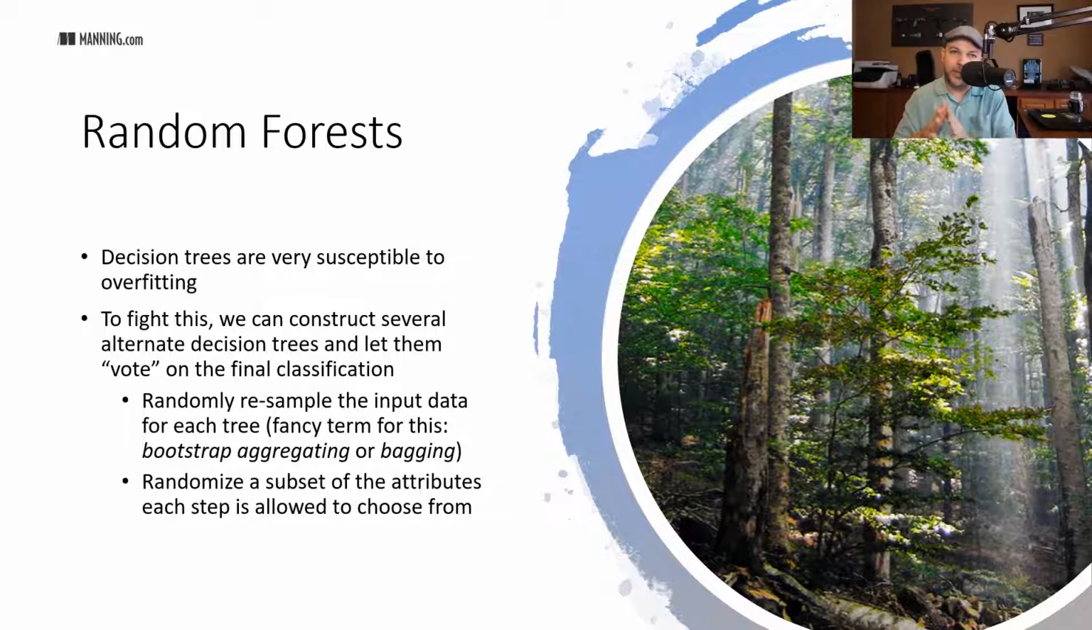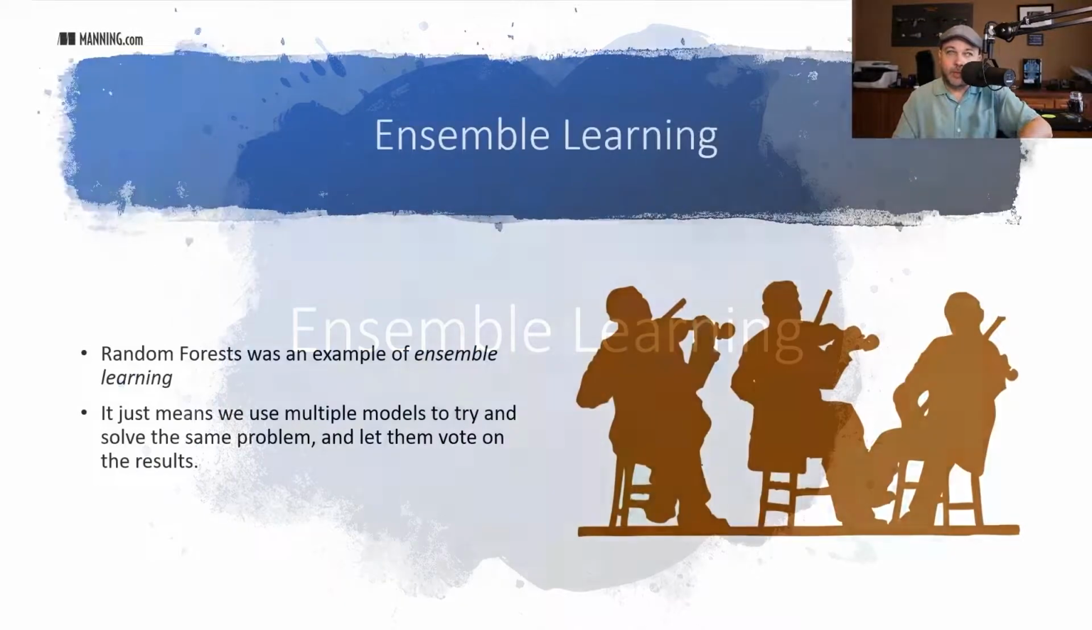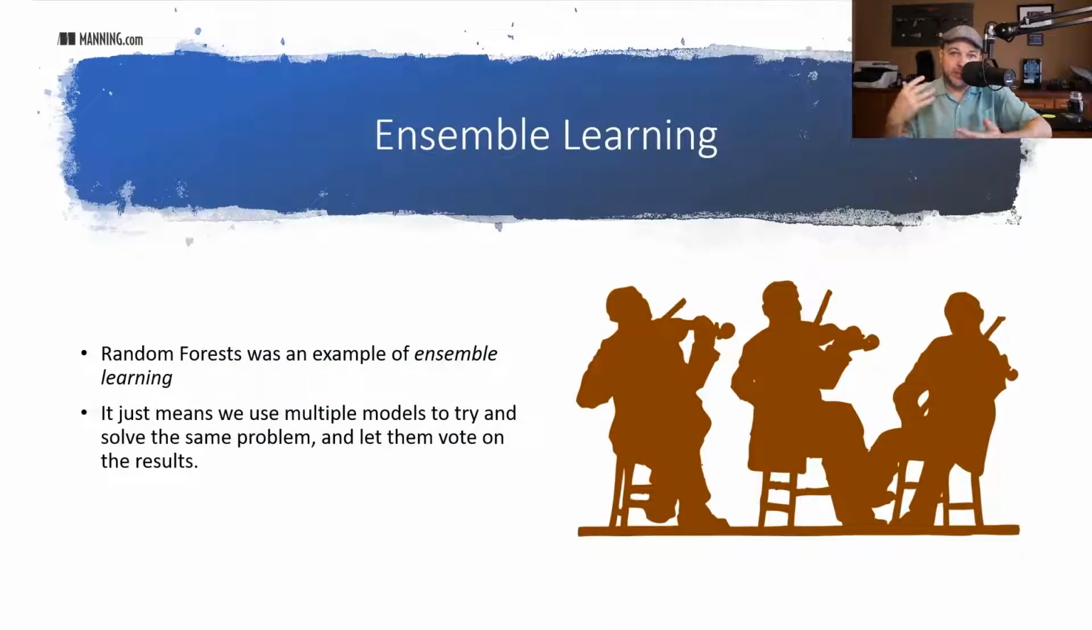So that way, we kind of mix things up a little bit more and we get a more robust result out of the model. What do we mean by ensemble learning? Let's go into a little bit more depth about that because XGBoost is fundamentally an ensemble approach. So random forest, like we just talked about, is just one example of ensemble learning, but at a higher level, it just means that we're using multiple models to try and solve a problem, and we let them all vote on the results in some manner.